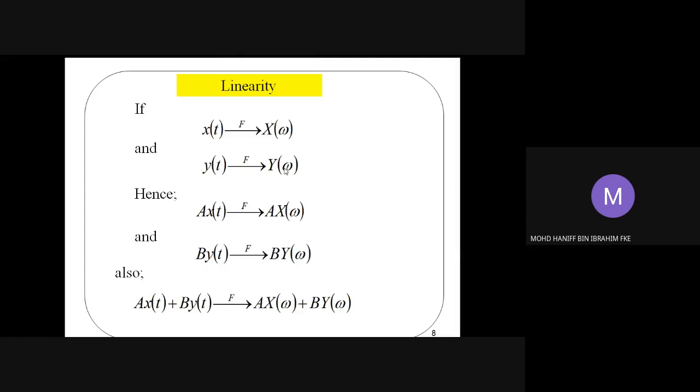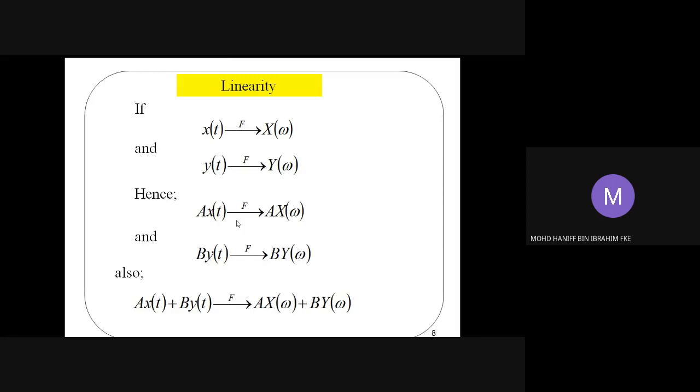So we have 2 signals, x(t) and y(t), and both have Fourier transforms X(omega) and Y(omega). And we have an amplitude scaling of x(t), let's say a. The Fourier transform will simply have the same multiplication with the amplitude constant a also. So a x(t) will give us a X(omega). And also for y(t), if we have b multiplied with y(t), its Fourier transform will be b multiplied with Y(omega).